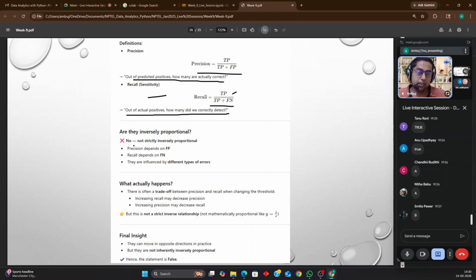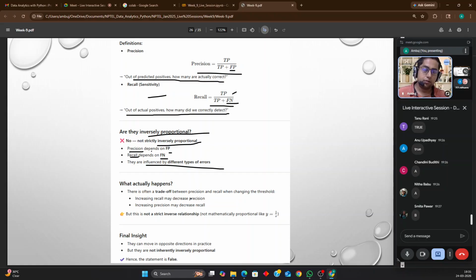So if you will see, are they inversely proportional? I don't think so. Not exactly, strictly they are inversely proportional. Precision will be dependent on false positives. Recall will be dependent on false negative. So they are influenced by different types of errors, type 1 error and type 2 error. So there is actually a trade-off between precision and recall. That is the precision recall trade-off.